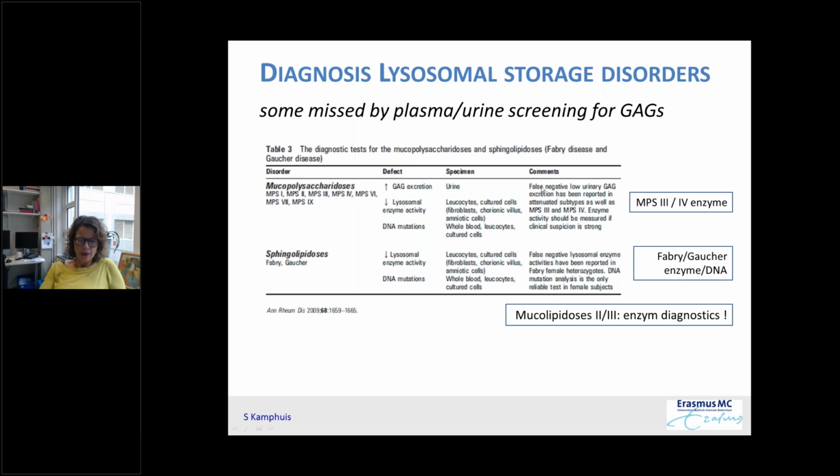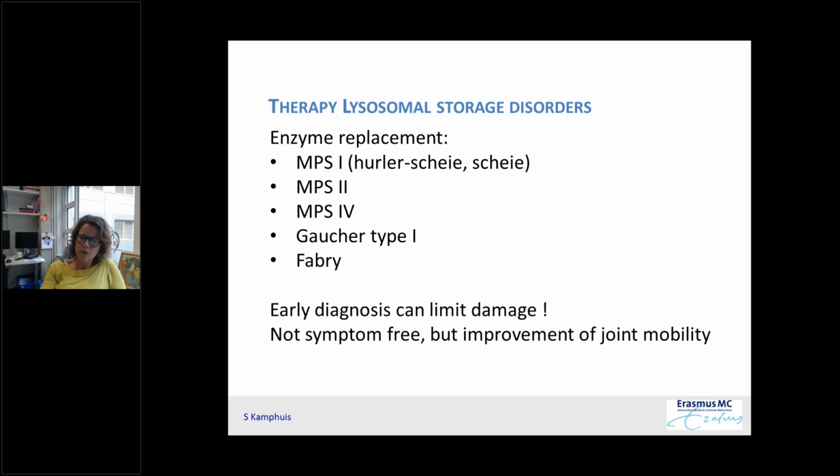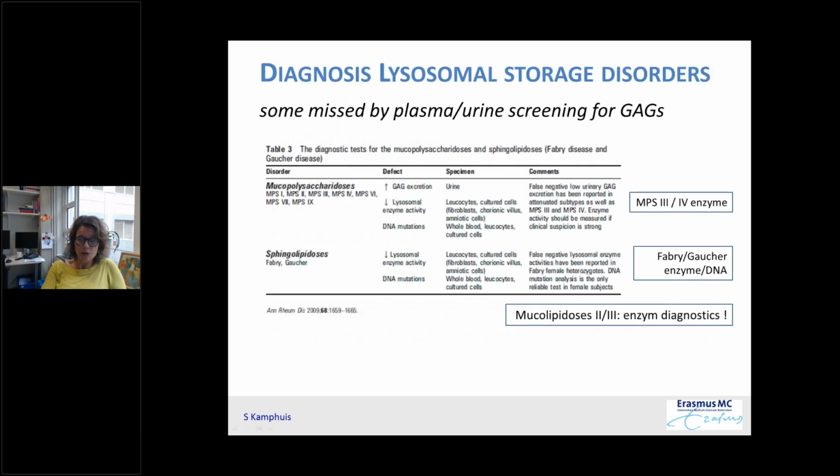you need to do, and also some extra comments that make you certain that you sometimes really need to do these expensive investigations. So again, for 3 and 4, you need enzyme. That's expensive, but that's the only way to really find it. Fabry and Gaucher, you need enzyme, but it can also be DNA that you actually do need, specifically in girls. This is what I said before. Mucolipidosis, also enzyme diagnostics necessary.